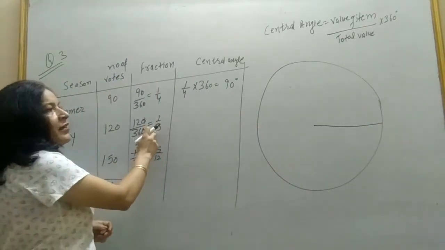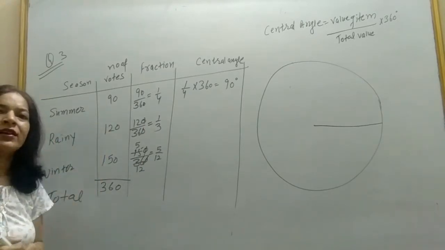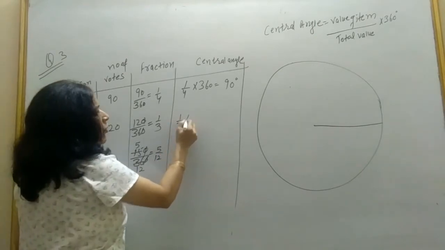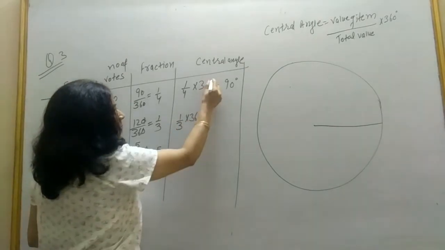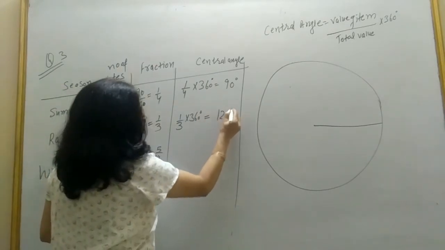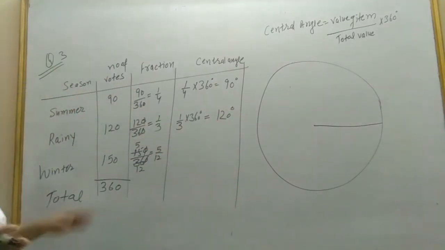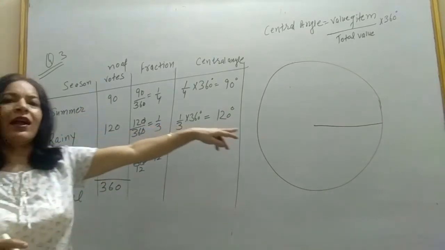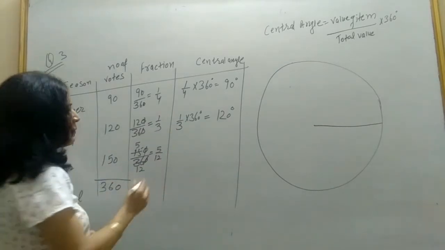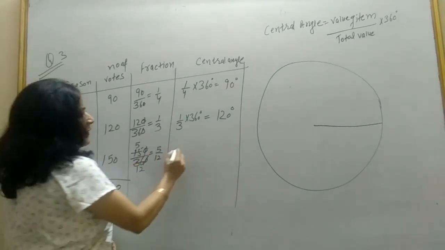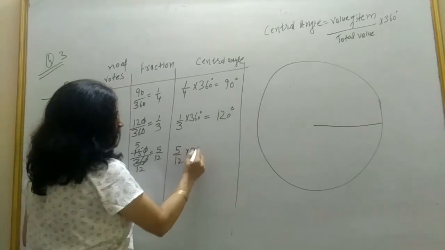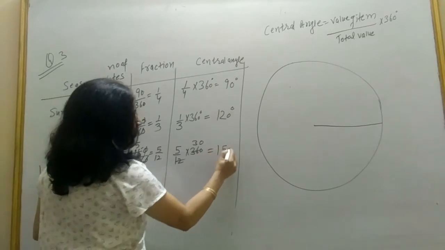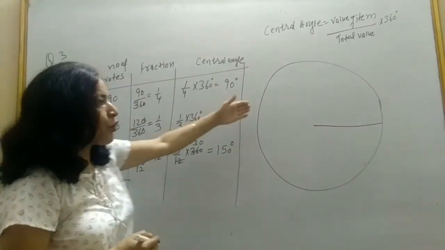And 1 by 3rd, the rainy season, will take how much angle in this circle? 1 by 3rd of the total angle is equal to 120 degrees. It is a coincidence that the same angle is coming, because the total number of people is 360 and the complete angle is 360. Otherwise, in all questions it's not like that. So 5 by 12 into 360 is 150 degrees.